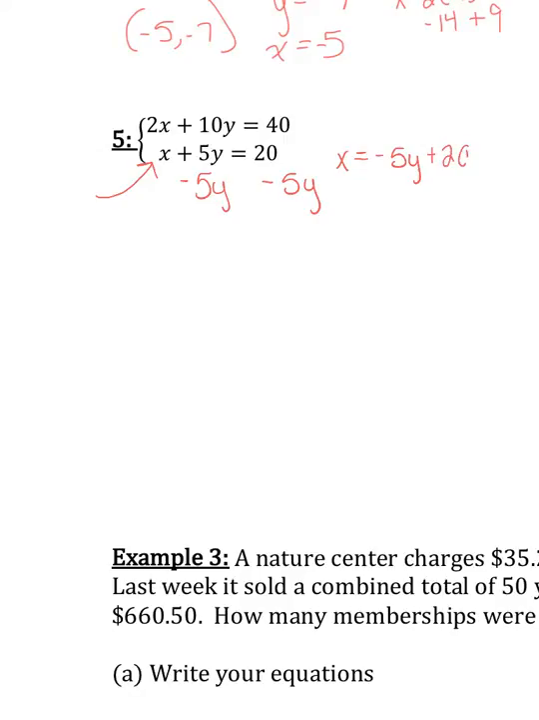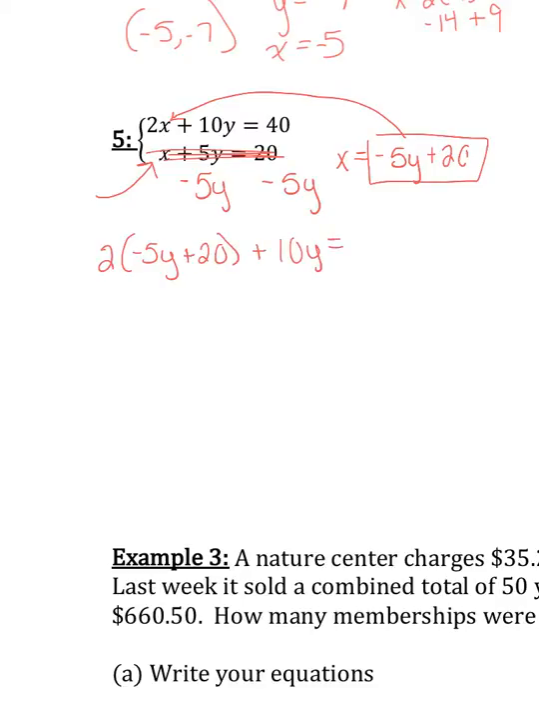And let's go ahead and cross out this equation. I'm not going to use it anymore. And I'm going to take this negative 5y plus 20, and I'm going to plug it in for x, because that's what it equals. So I'll do 2 times negative 5y plus 20, plus 10y is equal to 40. And I distribute the 2, so I get negative 10y plus 40 plus 10y is equal to 40.